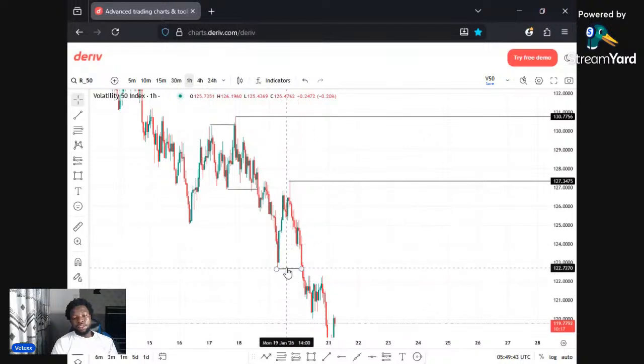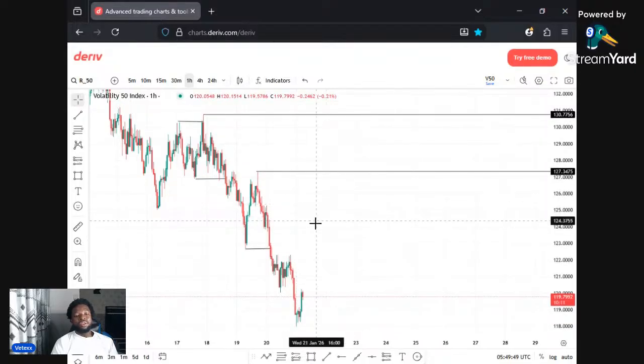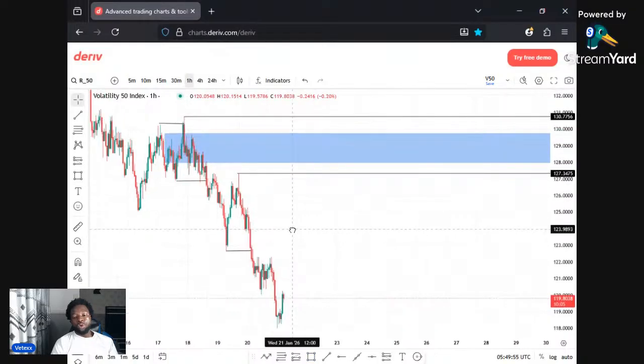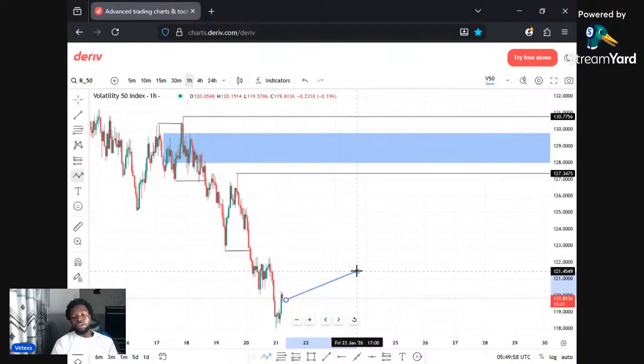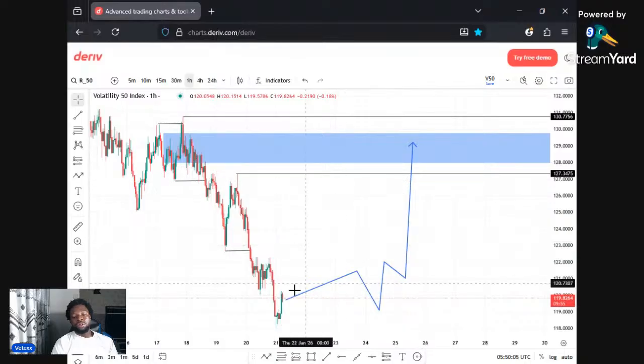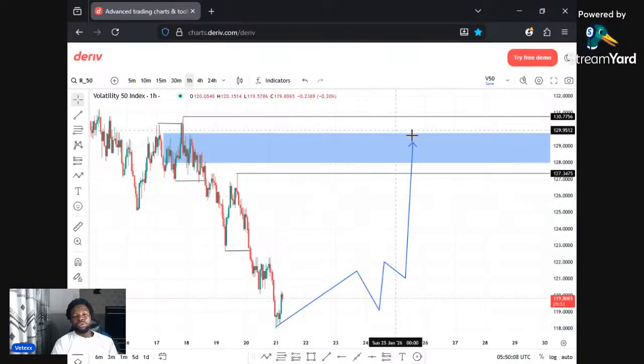So after getting the setup on the hourly time frame, we'll go to the minute time frame, so that we will now take our continuation entry. So on this 1 hour time frame, we're anticipating price to move however it wants to move, and then come into this zone. Once price taps into this zone, it should start giving us 15-minute continuation.